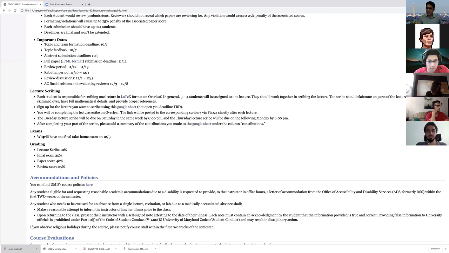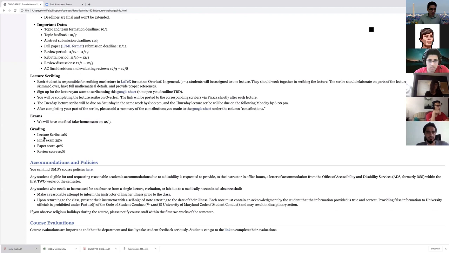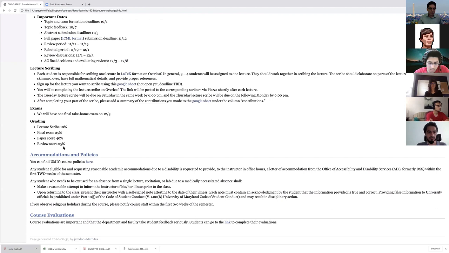It is take home, and it will be on the 3rd of December. In terms of the grading, we'll have 10% for the lecture scribe, 25% for the final, 40% for the paper score, and 25% for the review score. As you can see, it is heavily project oriented. 65% of your grades will come from the project and also the reviews that you'll be doing for other papers. All right, so that is it for the course introduction.